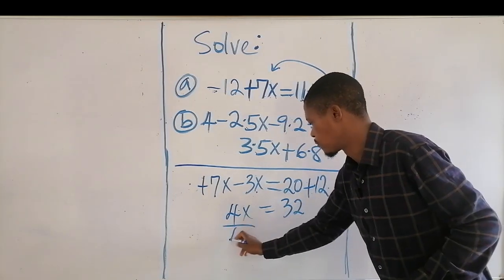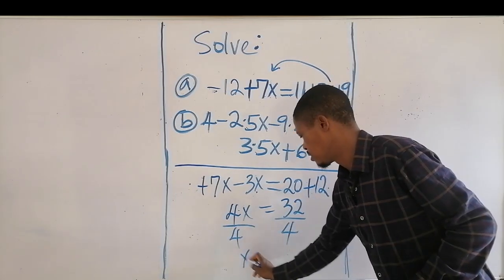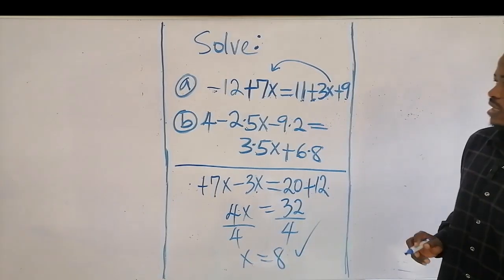So this one over 4, this one over 4. So x is equal to what? x is equal to 8. And that's it for this question.